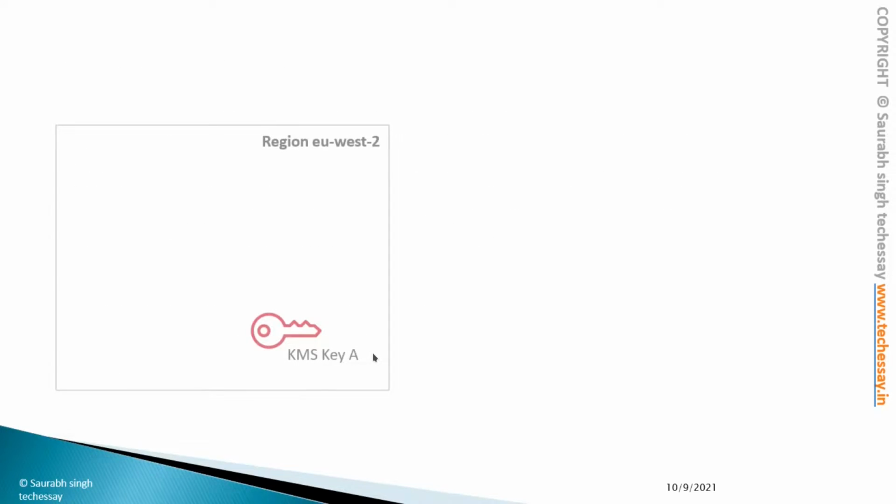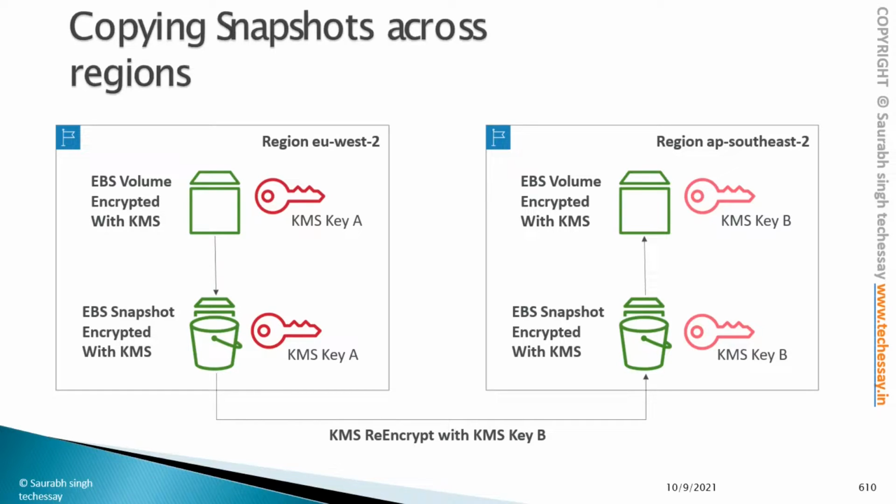So let's move further and talk about copying an EBS snapshot across regions. Here we are in region ap-southeast-2 and here is another region, so these are two different regions. Our EBS volume is encrypted with KMS key A, and let's suppose we make a snapshot of this encrypted volume. Now KMS re-encrypts it with KMS key B.